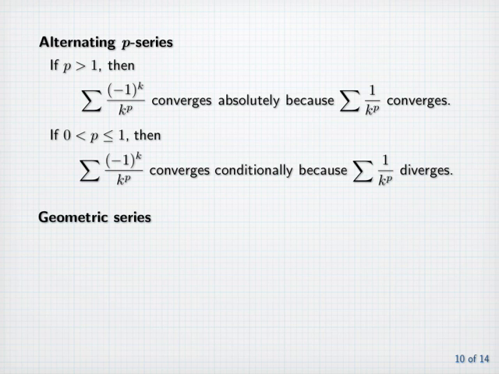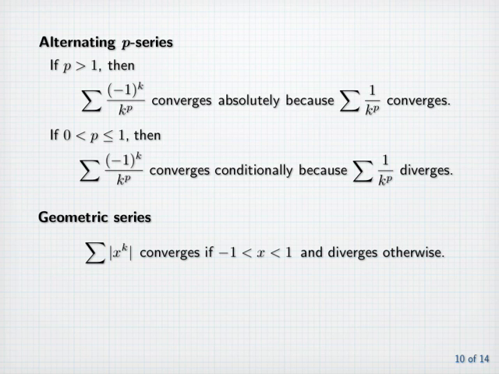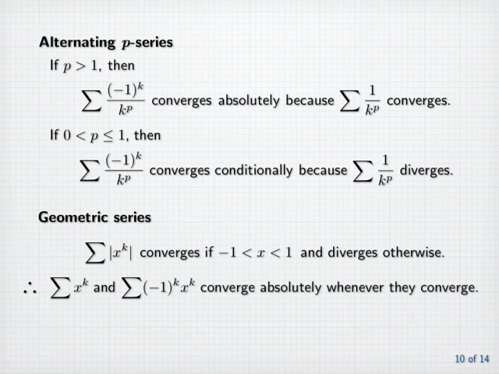Geometric series. The sum of the absolute value of x to the k converges if x is strictly between minus 1 and 1 and diverges otherwise. Therefore, the sum of x to the k and the sum of minus 1 to the k times x to the k converge absolutely whenever they converge.